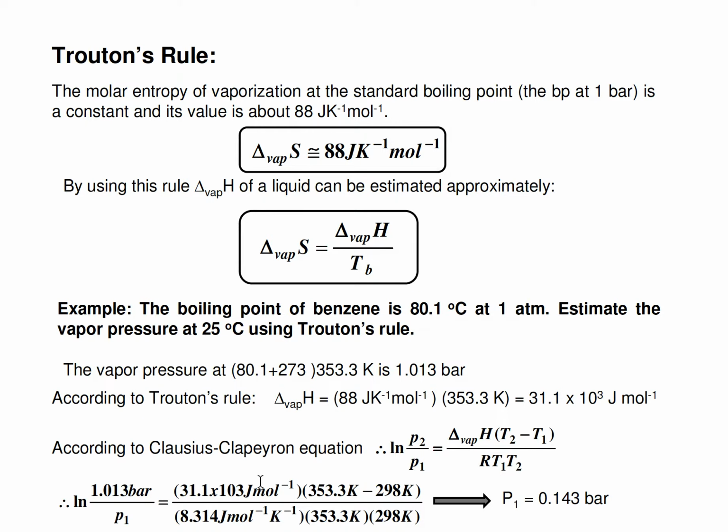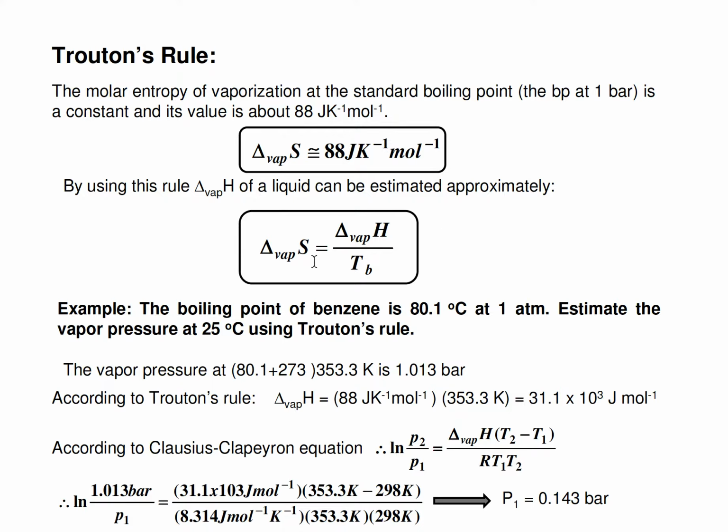Okay, next one is Trouton's rule. The molar entropy of vaporization at the standard boiling point, the boiling point at 1 bar, is a constant, and its value is about 88.7 joule per Kelvin mole. So we have delta S equals about 88 joule per Kelvin mole. By using this rule, delta H of vaporization of a liquid can be estimated approximately.